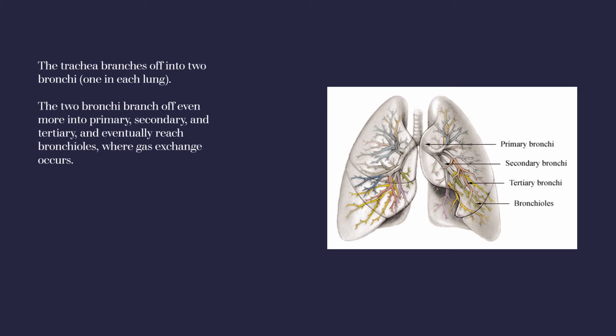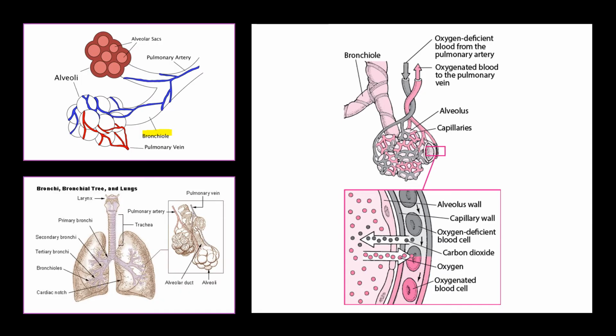The bronchi then branch off even more into primary, secondary, and tertiary bronchi, and eventually reach bronchioles, where gas exchange occurs. So if you look at the diagram on the top left, you can see that at the end of the bronchioles, there are sacs of alveoli where the gas exchange occurs. The alveoli are wrapped in capillaries in which blood flows.